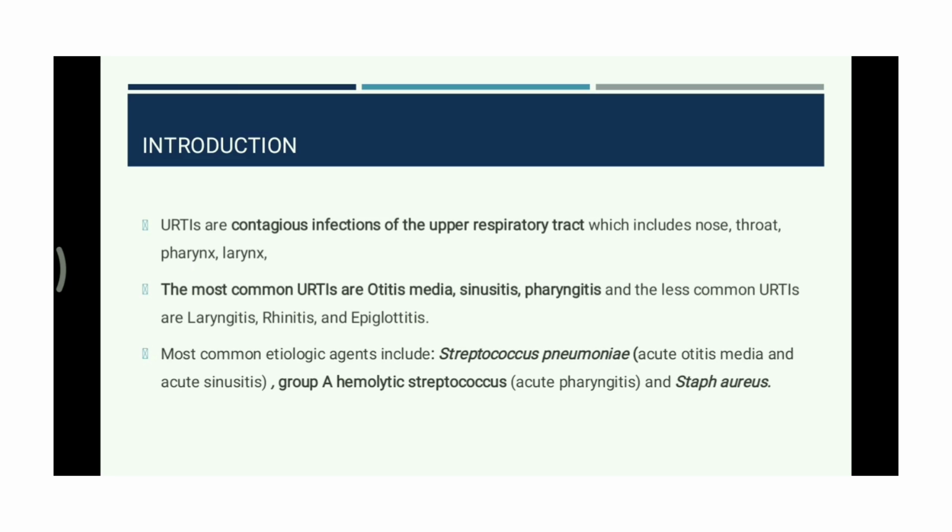So what are the etiologic agents? How do these URTIs occur? The most common etiologic agents include Streptococcus pneumoniae, which basically causes acute otitis media, which is the inflammation of the middle ear, and also acute sinusitis, that is inflammation of the sinuses. The next is group A hemolytic streptococcus, which can cause acute pharyngitis, also called sore throat. And Staphylococcus aureus is also a common etiologic agent we see nowadays.